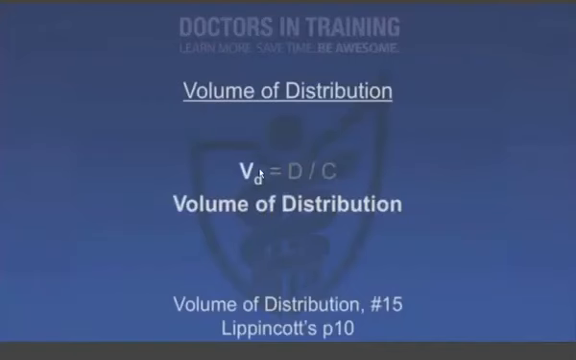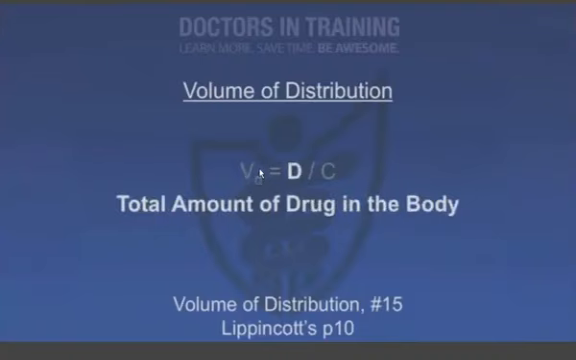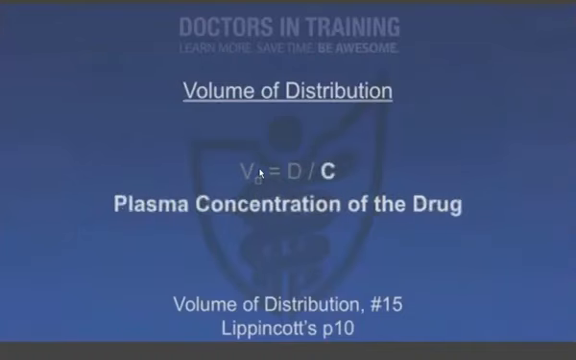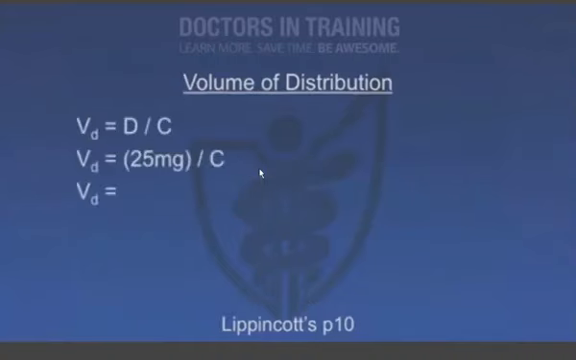In this circumstance, the volume of distribution is equal to the amount of drug in the body, which we represent as D, divided by the concentration, the plasma concentration of the drug, which we represent as C. So if you have 25 milligrams of the drug that you've injected into the circulation, and the plasma concentration is 1 milligram per liter, you divide 25 by 1, and you get a volume of distribution of 25 liters. Pretty straightforward at this point.